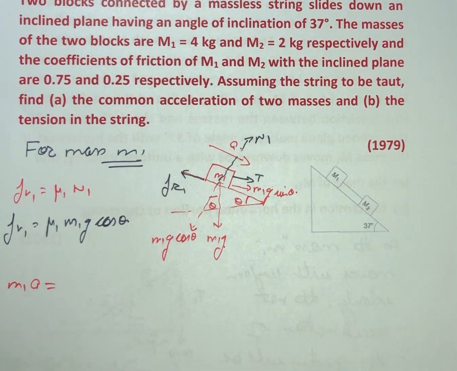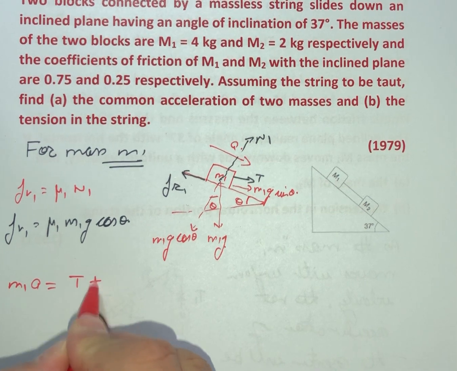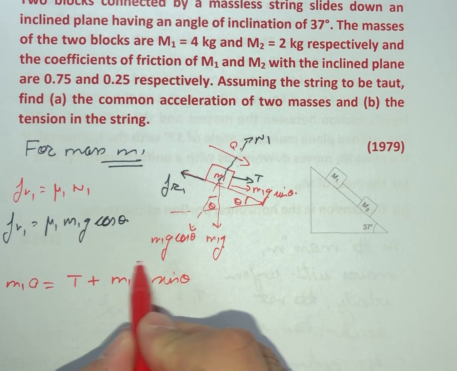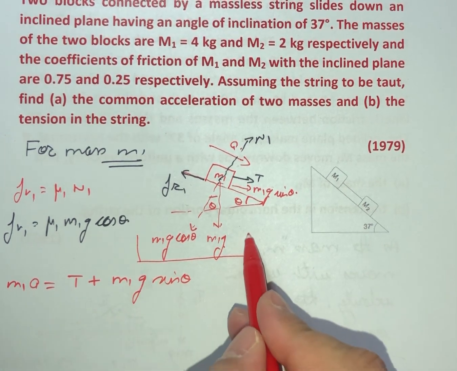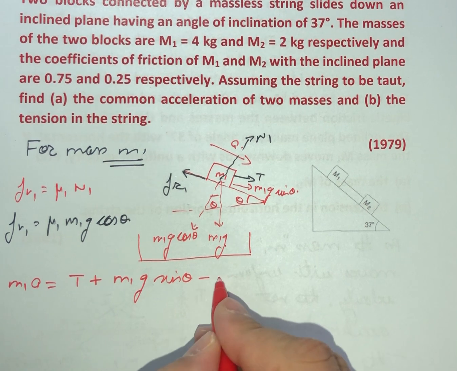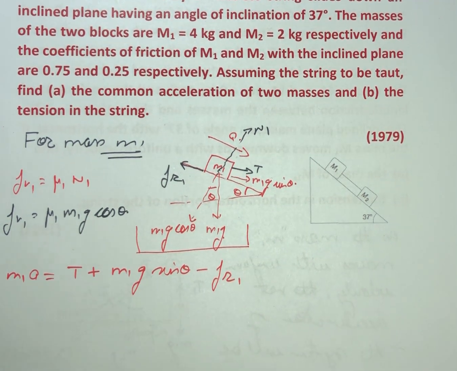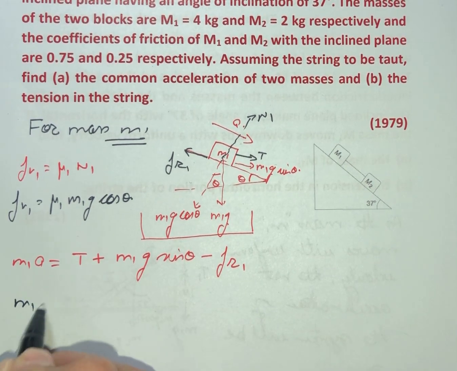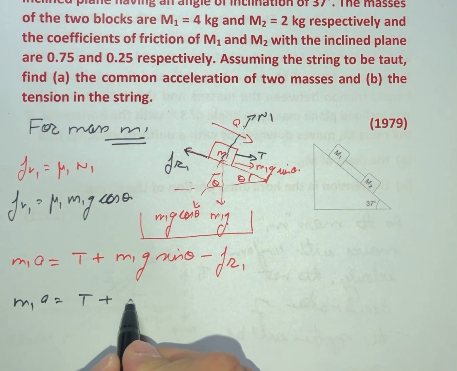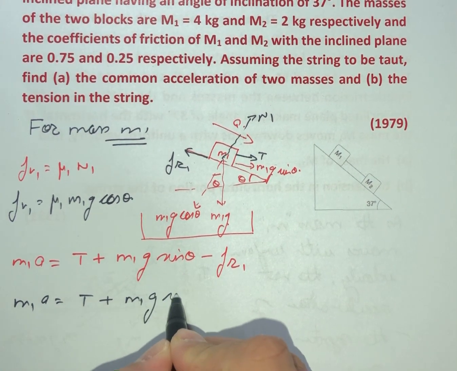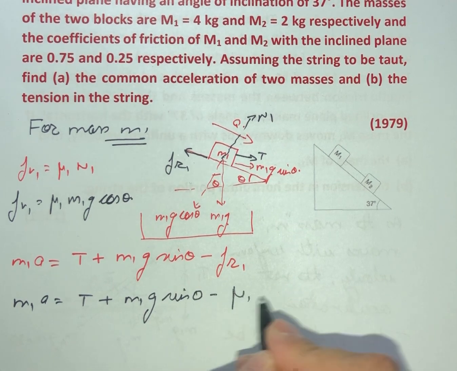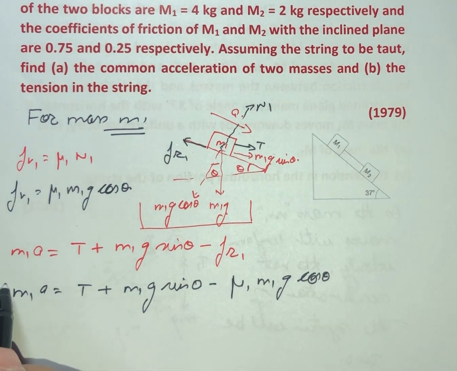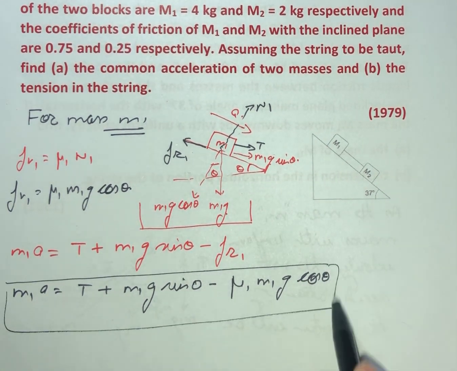Now we can write the equation of motion, which will come as m1a is equal to T plus m1g sin theta minus Fr1. We substitute the value of Fr1, and we get m1a is equal to T plus m1g sin theta minus mu1 m1g cos theta, and let us call this equation number 1.